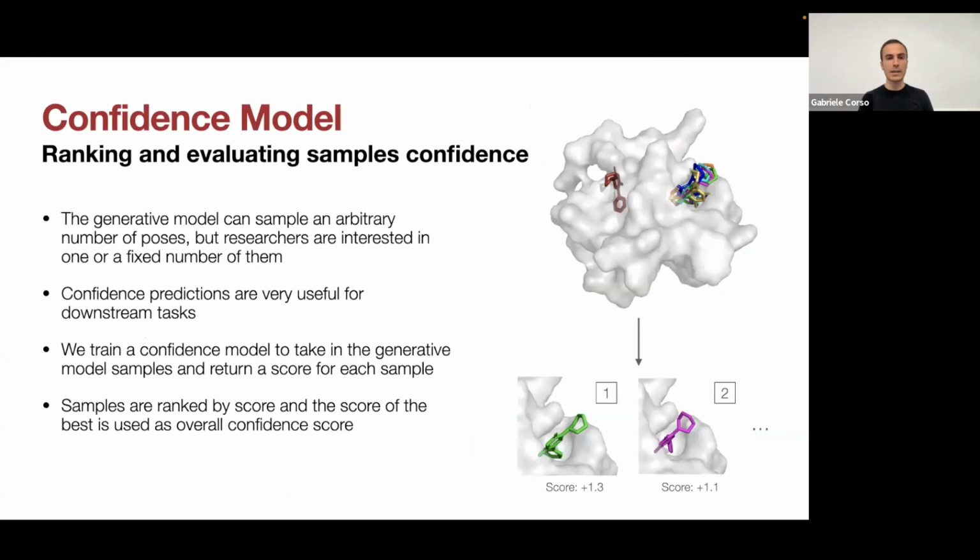So finally, once we build this generative model, we're going to be able to sample an arbitrary number of poses, but typically researchers are only interested in one or a very small number of them. So we're going to use a confidence model to rank the predicted poses that come from the generative model, and also give a confidence estimate to the user downstream. This is very useful because for many applications in biology, you probably want to understand how confident the model is about its own predictions.